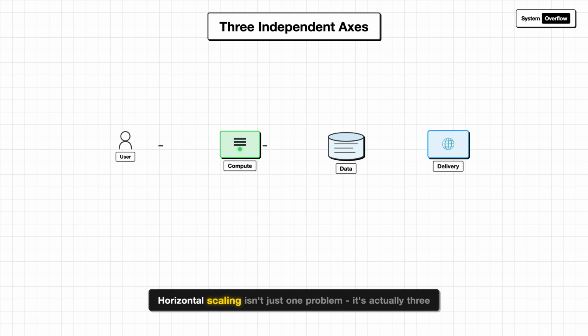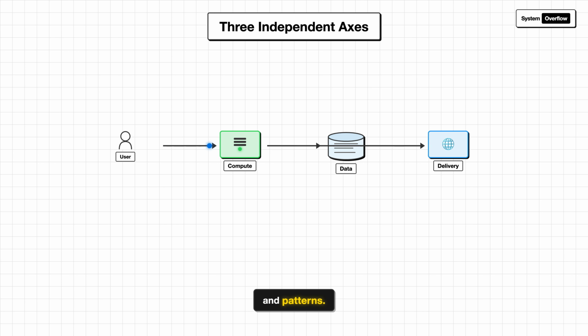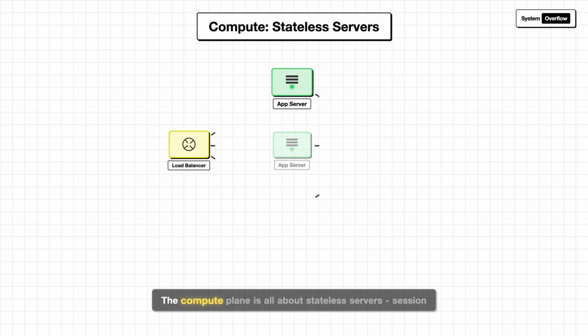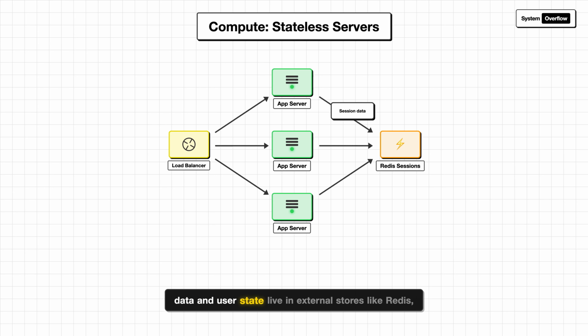Horizontal scaling isn't just one problem. It's actually 3 independent planes that all scale differently with their own bottlenecks and patterns. The compute plane is all about stateless servers. Session data and user state live in external stores like Redis, so you can spin up or kill servers in seconds without any coordination.